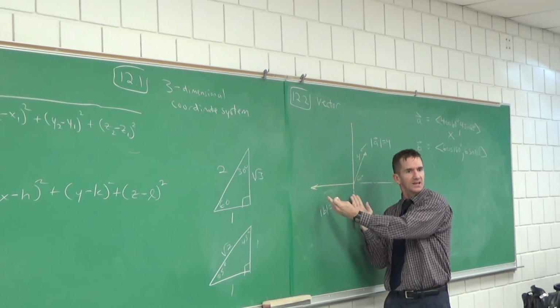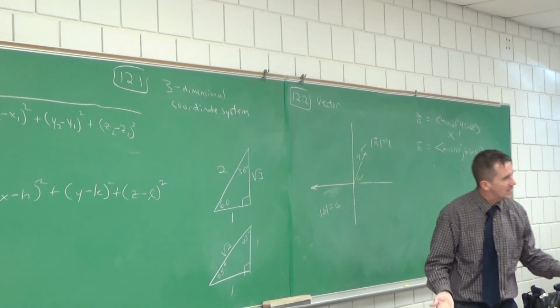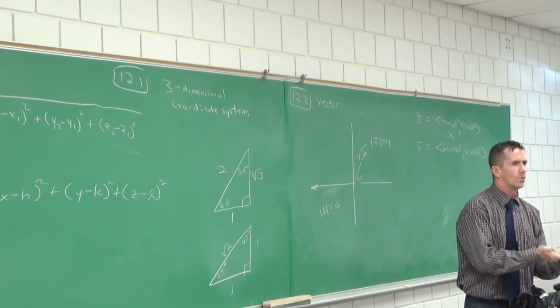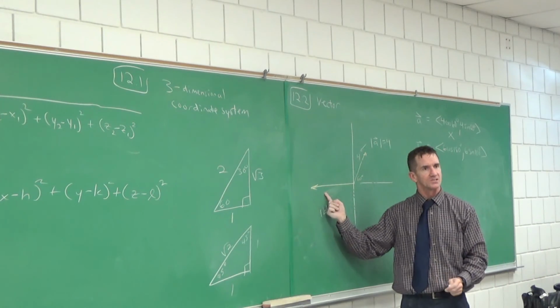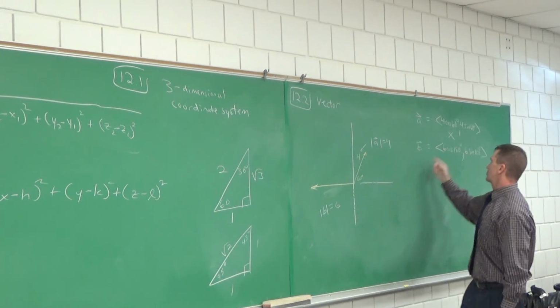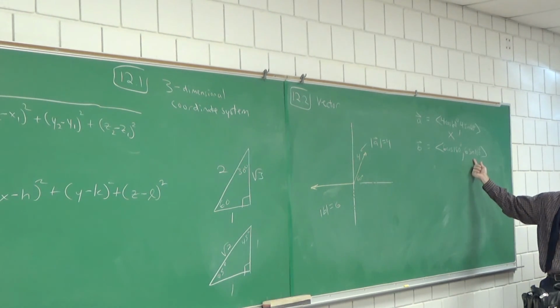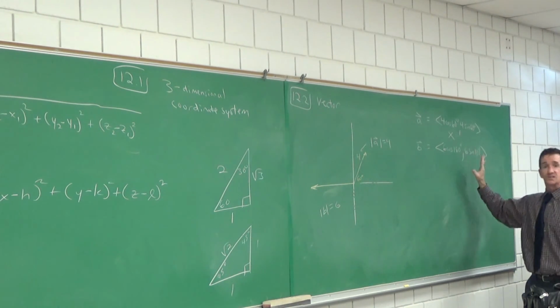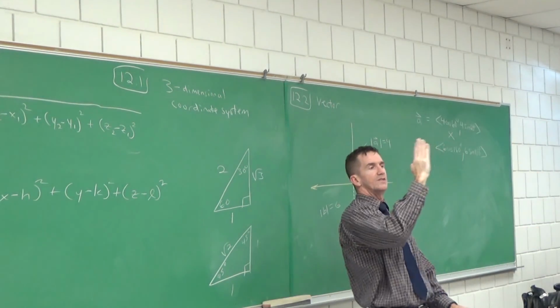Can you all visualize that? What's the x component? You went 6 in that direction, so it'd be negative 6 for the x component. What's the y component? You didn't go anywhere this way, so the y component of this is what? 0. And sure enough, everyone, the cosine of 180 is negative 1. The sine of 180 is what? 0.